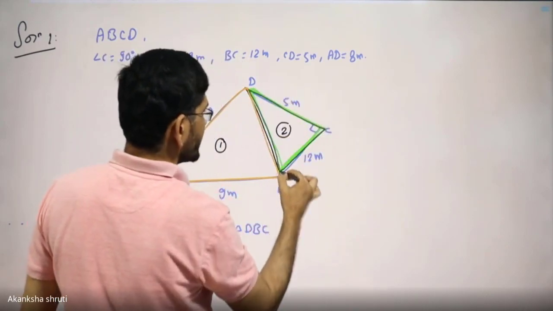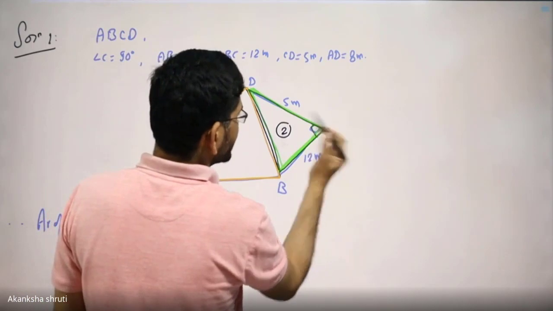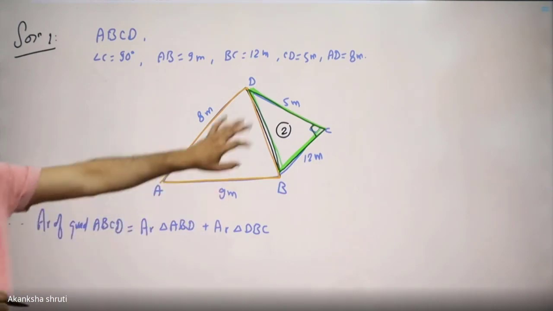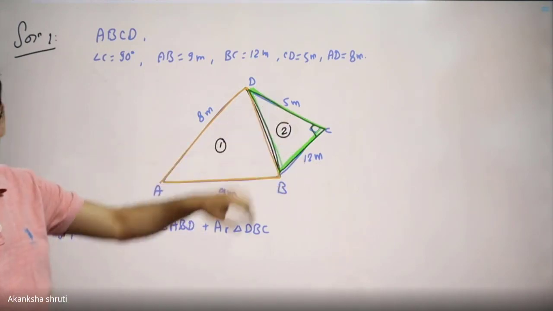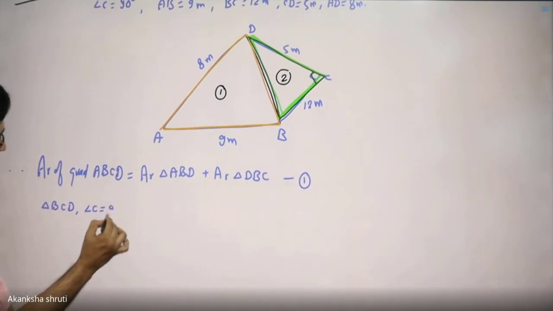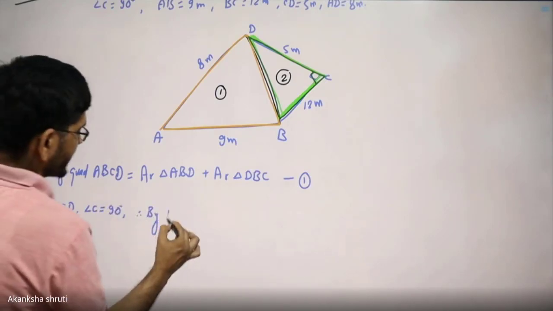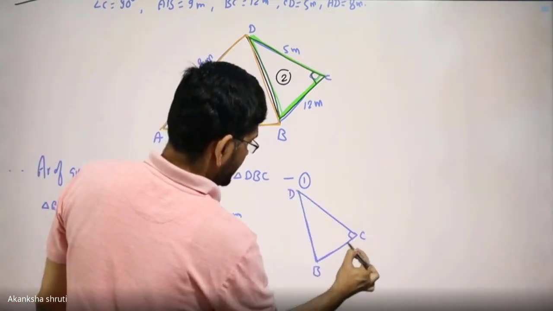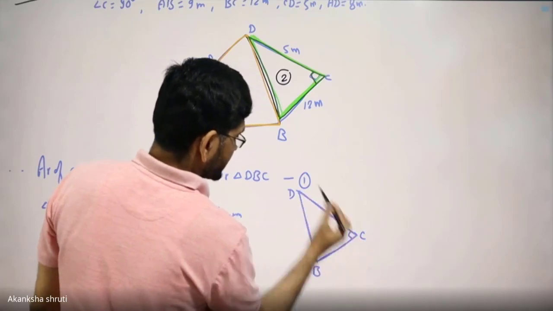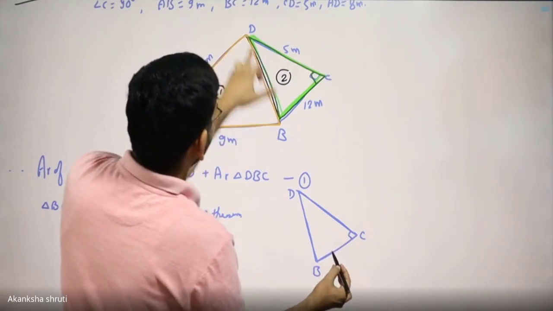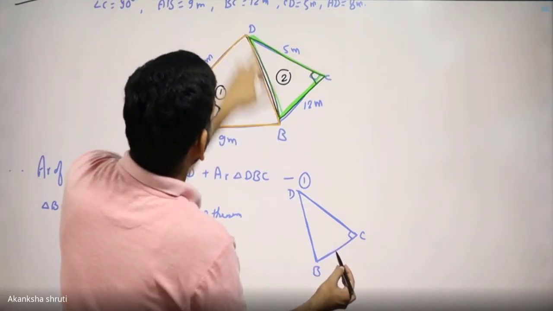BCD, here BCD is a right angle triangle. Wherever we have a right angle triangle, then just knowing two sides, the third side can be calculated. Here in triangle BCD, angle C is 90 degrees. Therefore, by Pythagoras theorem, BD can be calculated. The triangle BCD is a right angle triangle. It is just part of this quadrilateral, made by joining the diagonal BD.